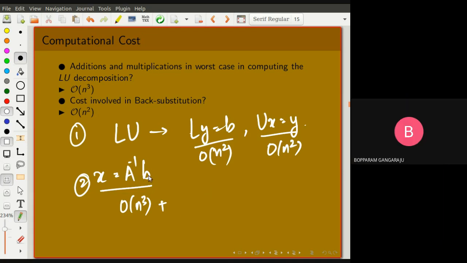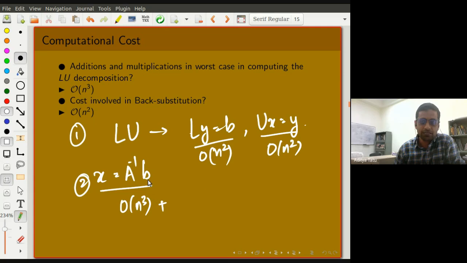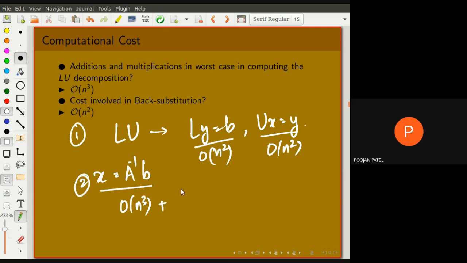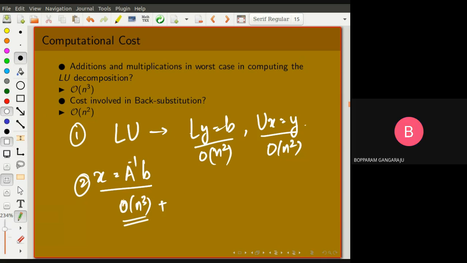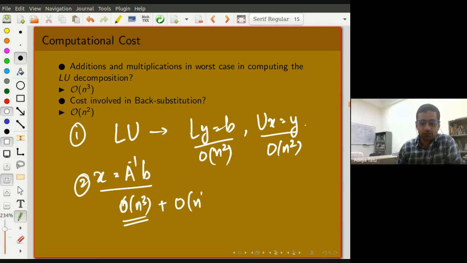And multiplying two matrices. No, B is not a matrix. I mean, it's a column matrix. Sir, calculating A inverse will take order of n cube, right? Yes. It will take order of n square, A inverse b. A inverse B takes order of n square again. But when you say we need order of n square here, you're forgetting that you also need LU, right? And nobody is going to give you LU directly. You will be given A matrix, right?